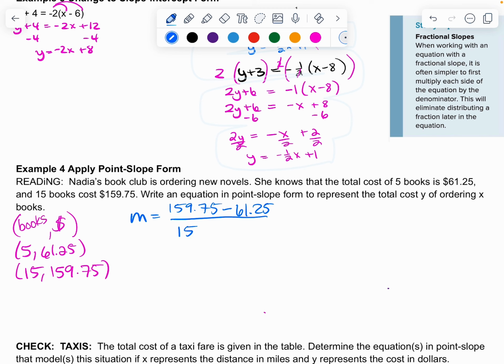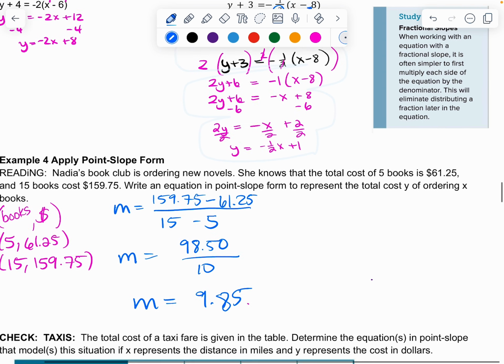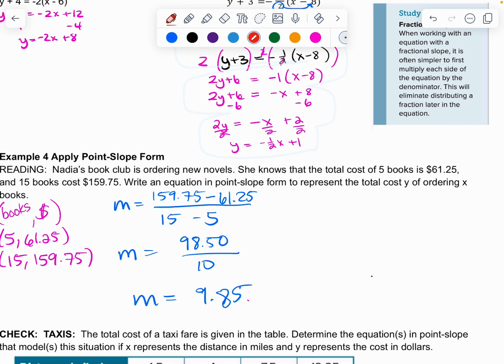So I take 15, I subtract 5. And no, I don't know that off the top of my head, so we are going to use a calculator. 159.75 minus 61.25, and I got 98.50 over 10. So that means my slope is going to be 9.85. So what does that mean? That means it's $9.85 per book. But that's not what it's asking for, so I'm not going to worry about that.